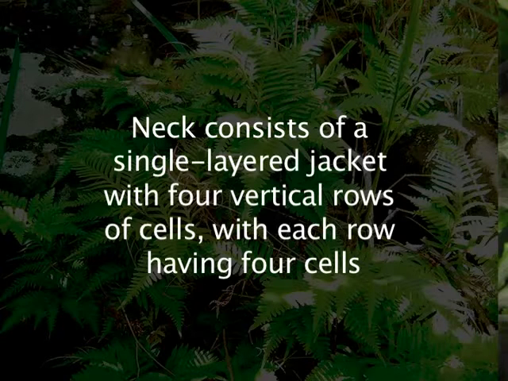The neck consists of a single layered jacket with 4 vertical rows of cells, with each row having 4 cells. So, the total number of jacket cells is 16. The opercular cells or lid cells are absent. Within the jacket of the neck, a single binucleate neck canal cell is present.